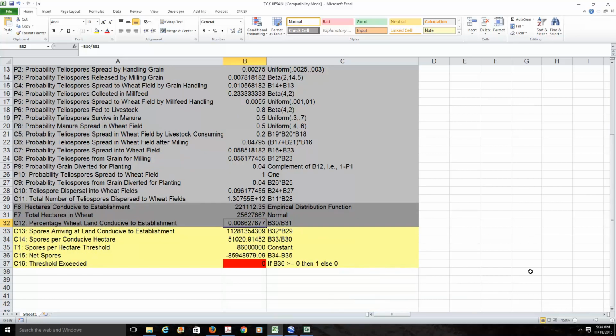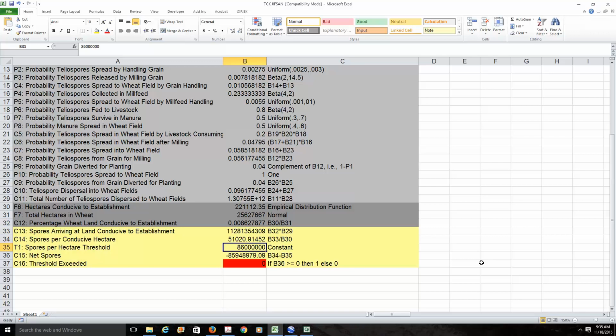In the yellow area, we estimate the number of spores of the 10 to the 12, how many of them arrive at land that's conducive to establishment. We estimate the number of spores per conducive hectare, and then we compare that to this critical number here. This is the number of spores per hectare that are required for TCK to become established. So you need 86 million spores on a hectare of land in order for the TCK to become established there.